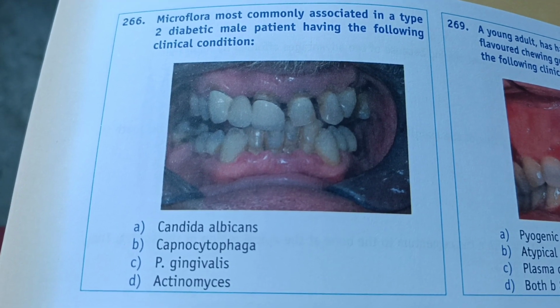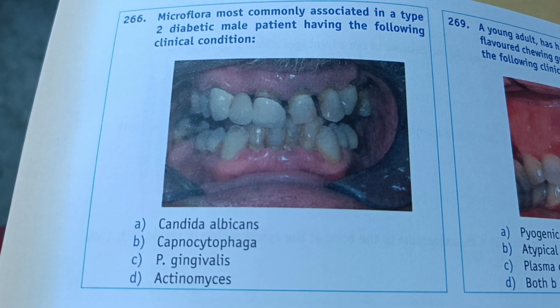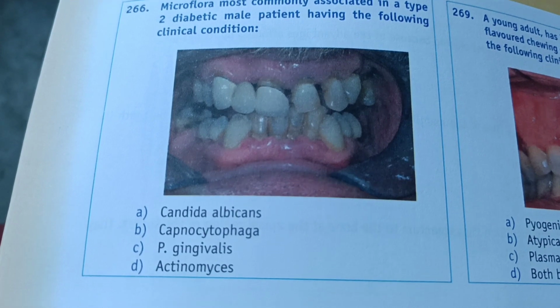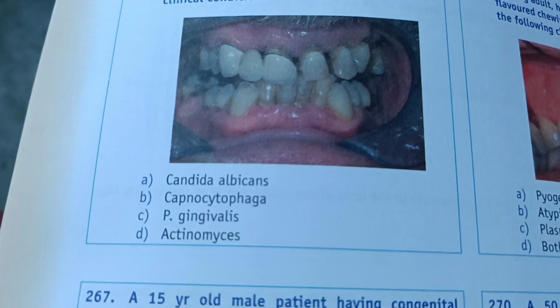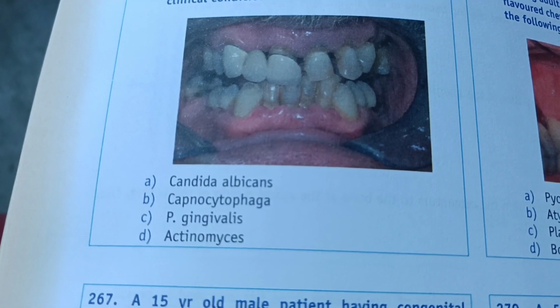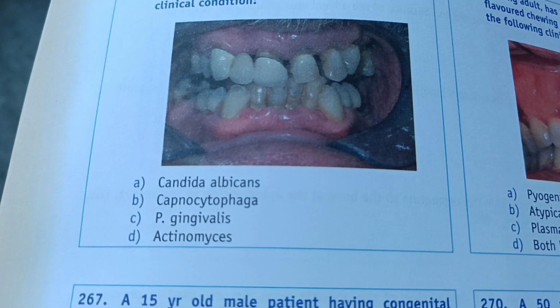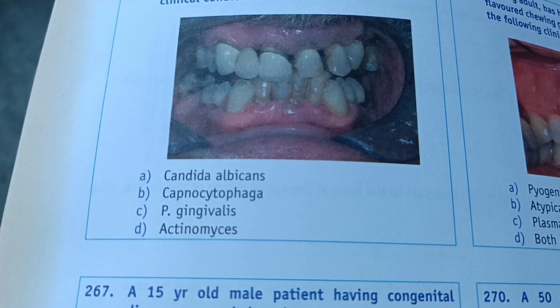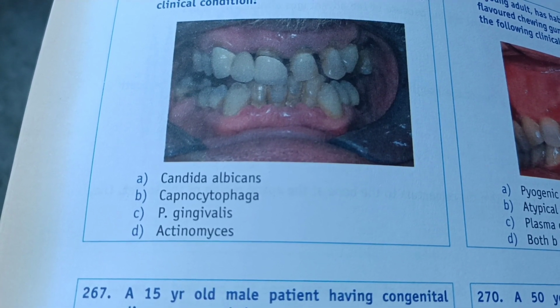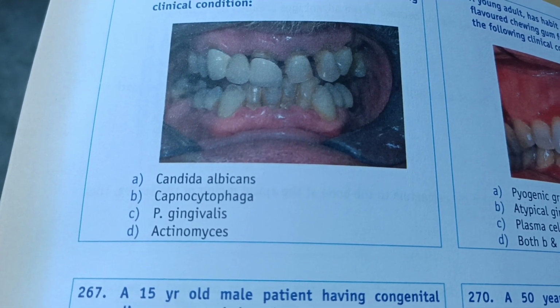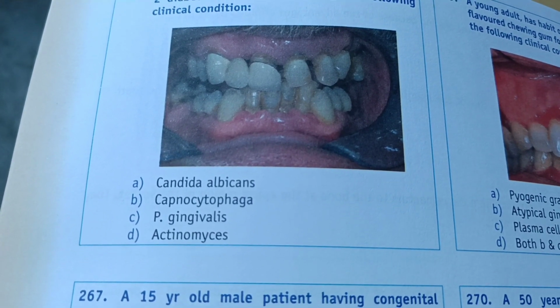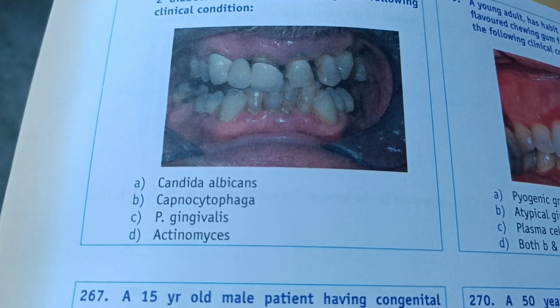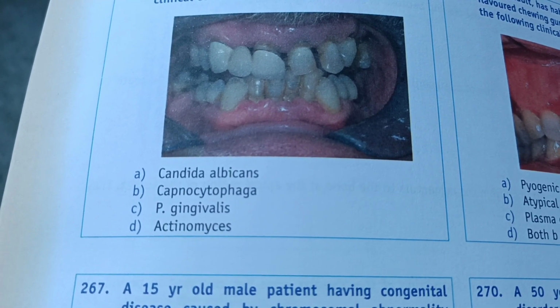Microflora most commonly associated in a type 2 diabetic male patient having the following clinical condition. So you can see the clinical condition here. There is a clear-cut condition of periodontitis. Obviously we can see there is recession there, there is a tooth deformation there, and many more. There is calculus there.